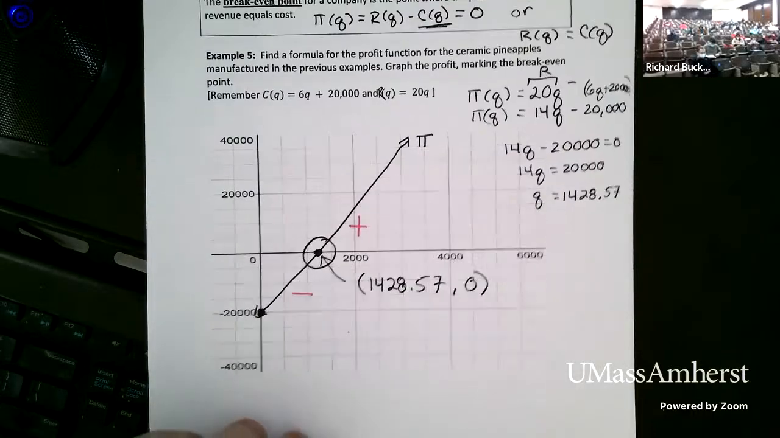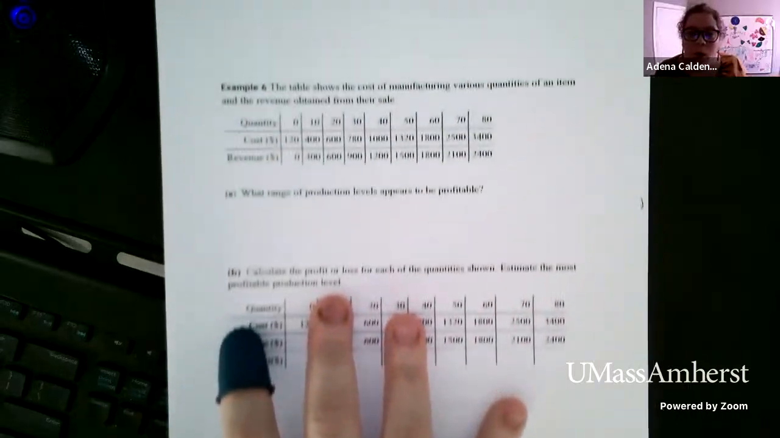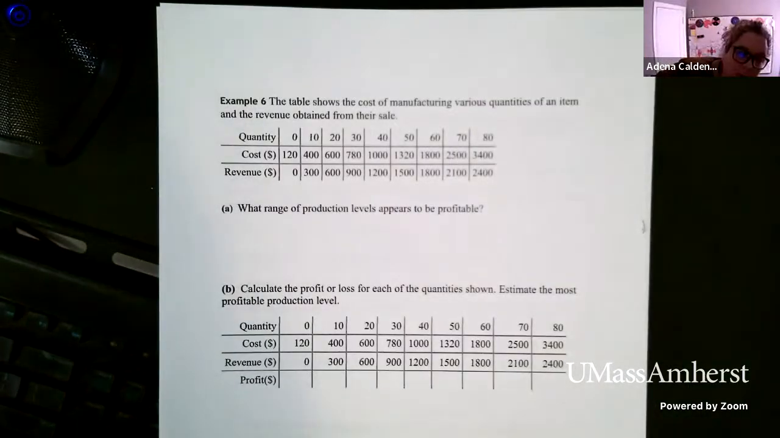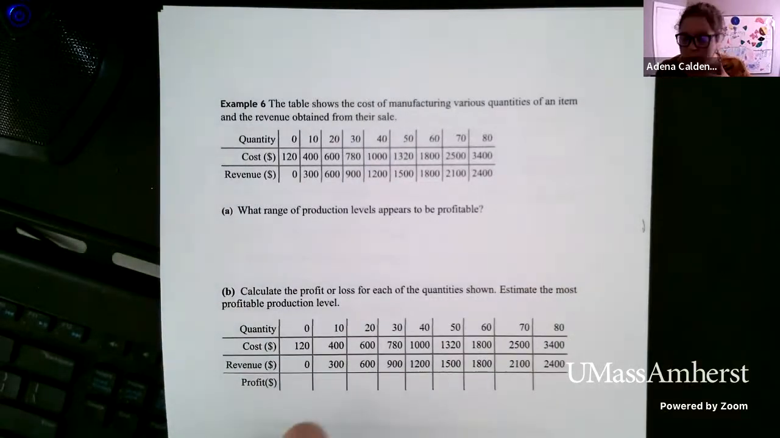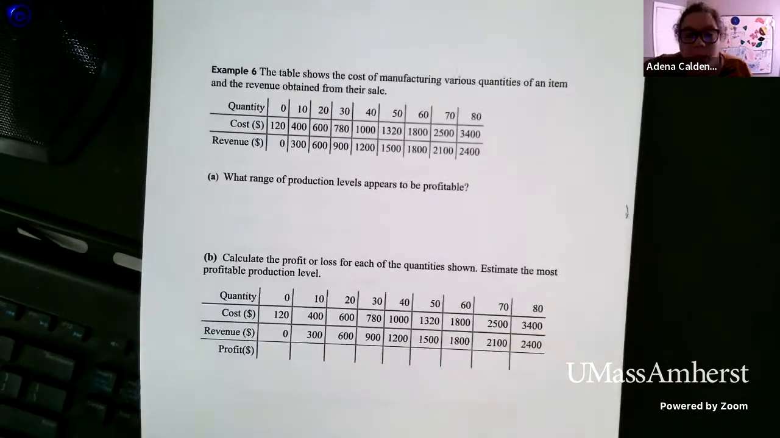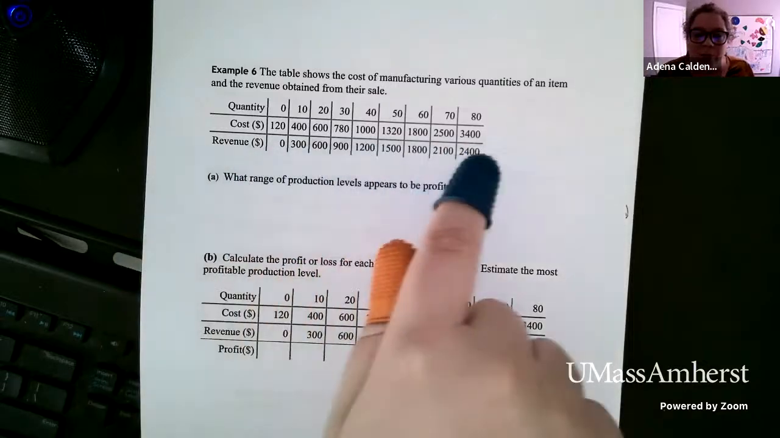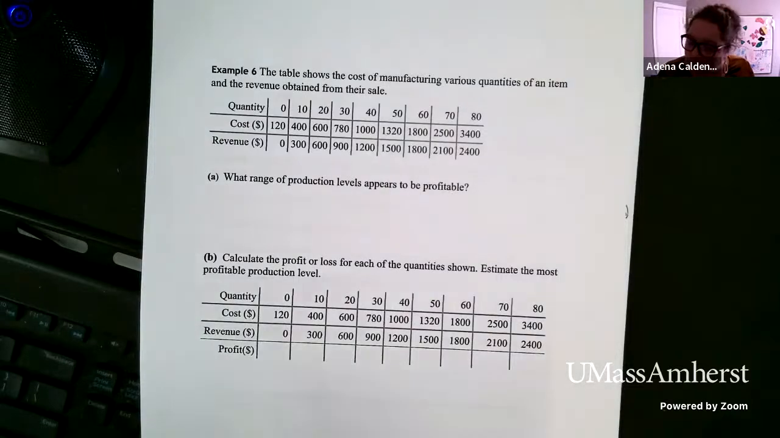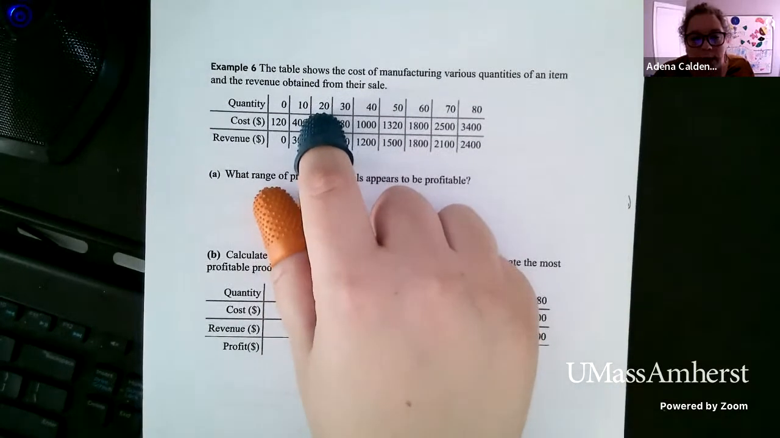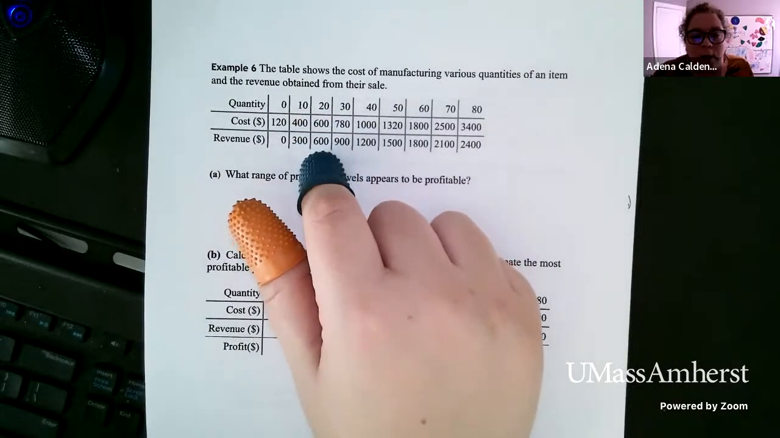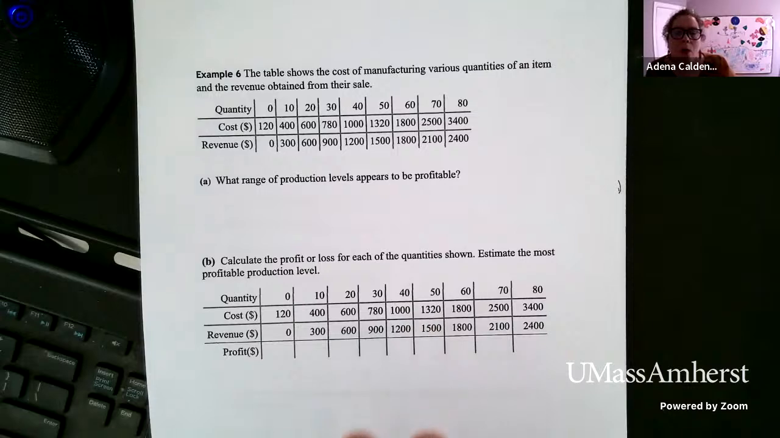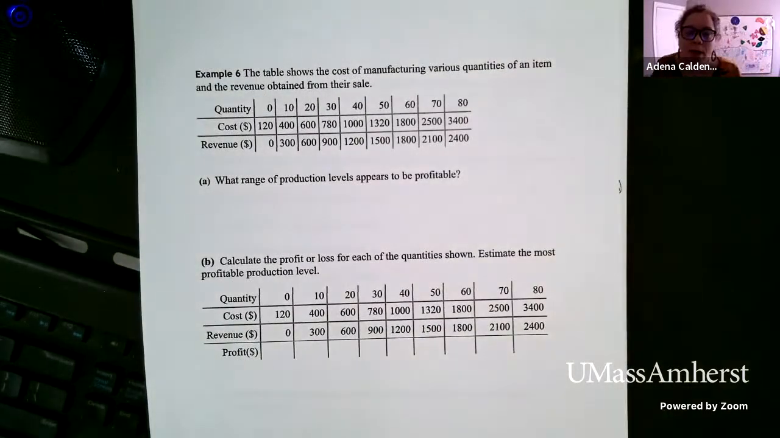Okay, so let's look at another example here. It's hopefully going to help us think about transfer. Okay, so here we have a table that shows the cost of manufacturing various quantities of some item and the revenue that's obtained from their sale. So we have both cost and revenue in the same table. So for example, when you make and sell 20 of an item, your cost is $600 and your revenue is $600.